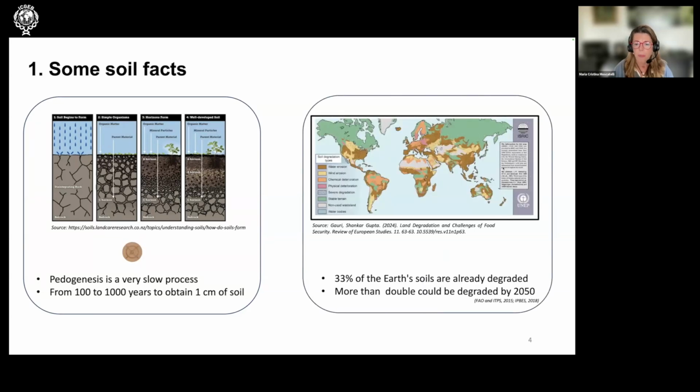On the other hand, we witness every day scary information about the soil degradation process, which occurs at a very high rate. Nowadays 33% of Earth's soils are already degraded, and more than double could be degraded by 2050. This is what the forecasts say. This is one of the first aspects where I find an inconsistency between what we scientists know and the current situation of soils.